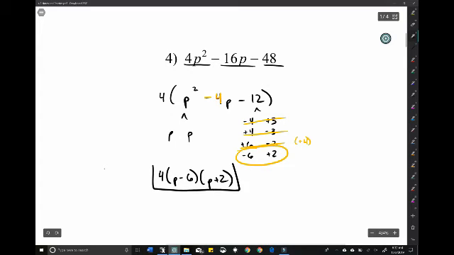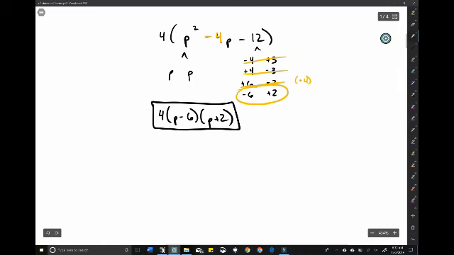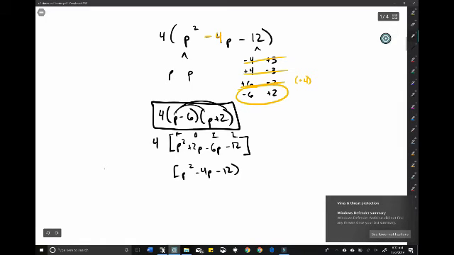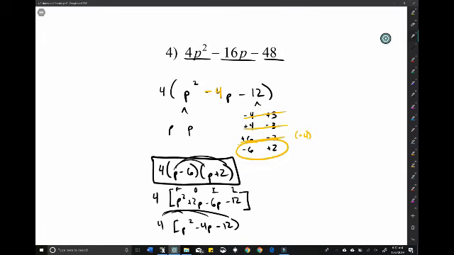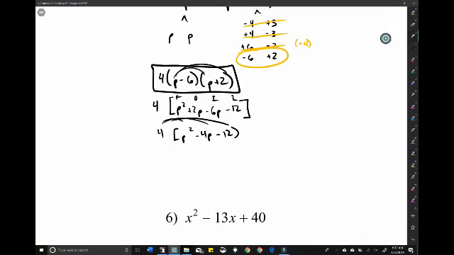When in doubt, you can always factor or FOIL it again in order to find the answer. If you were to do that, worrying about the 4 later, p times p is p squared, plus 2p minus 6p minus 12. That's our FOIL method. P squared minus 4p minus 12, and then you could distribute the 4 afterwards and you get what we started with. Okay, so that's all for that one there.